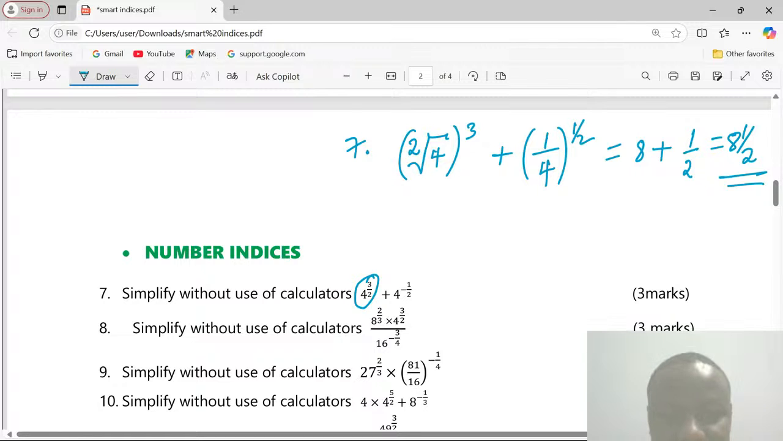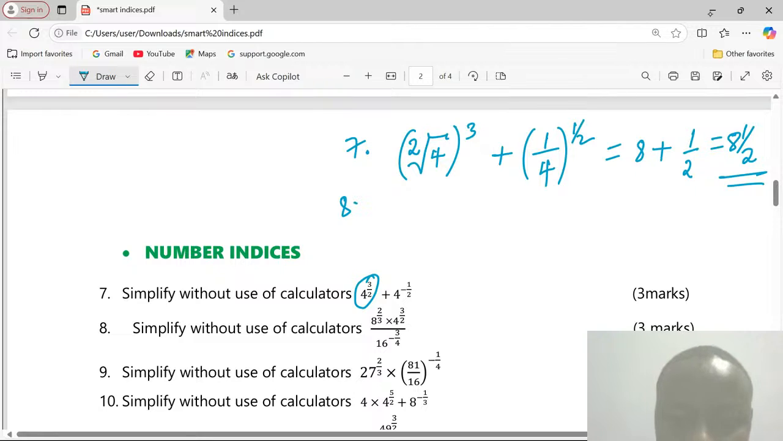Number 8, which is the second problem in this type of setting. Let's look at number 8. We are told to simplify again without the use of calculators. 8 power 2 over 3, multiplied by 4 power 3 over 2, divided by 16 raised to the negative power of 3/4. So we can begin by working out the numerator.